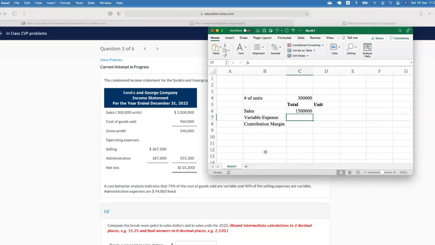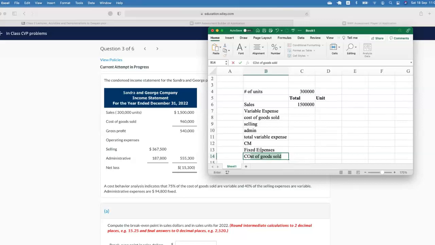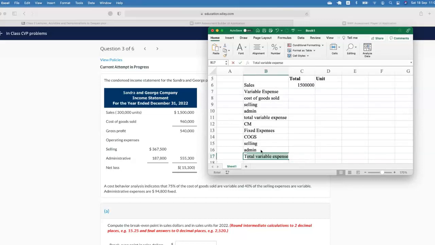Wait a minute, Hisham. Under the variable expenses, take the contribution margin out of there. I want individual cost of goods sold, selling and admin, the variable. Now contribution margin, and then put fixed costs: cost of goods sold, selling and admin. Then total fixed and then profit.